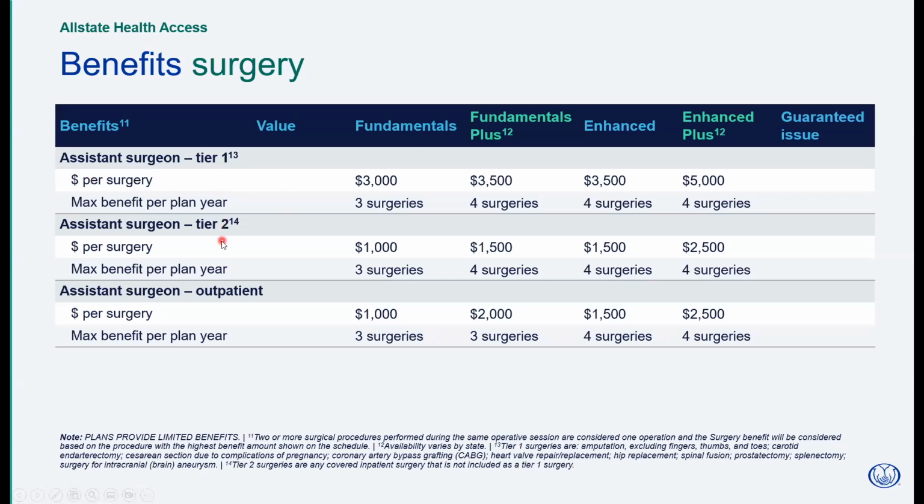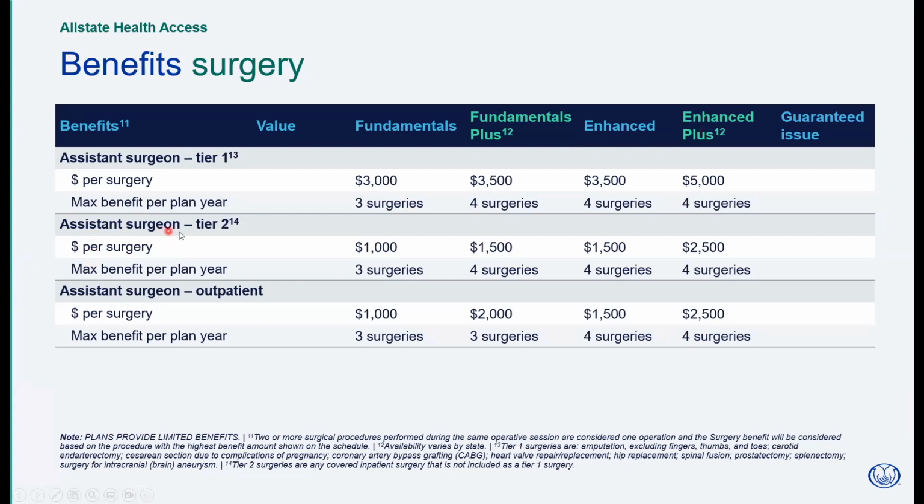So tier 1, tier 2, the same criteria apply as when we were talking about the surgeon benefits. Down here you will see it's the same exact surgeries that are considered tier 1, and remember, everything else is considered tier 2. The assistant surgeon for tier 1 ranges from $3,000 to $5,000, and the maximum benefit per plan year is 3 surgeries or 4 surgeries, depending on the plan type.